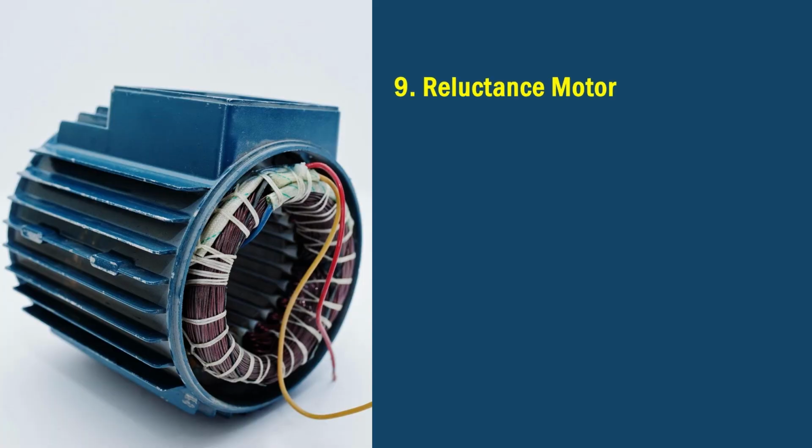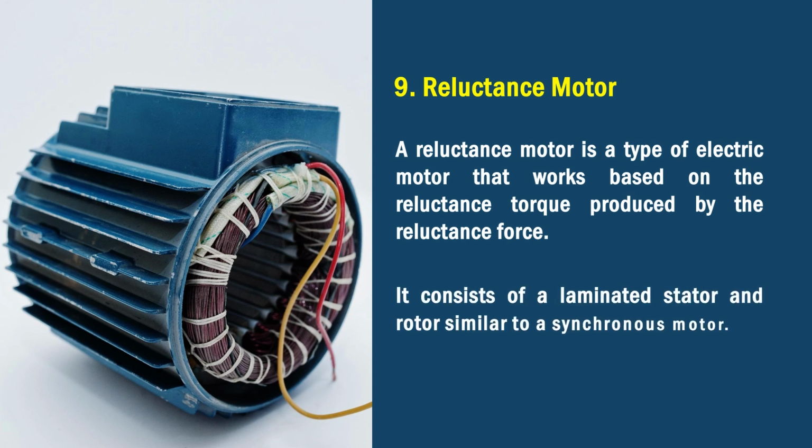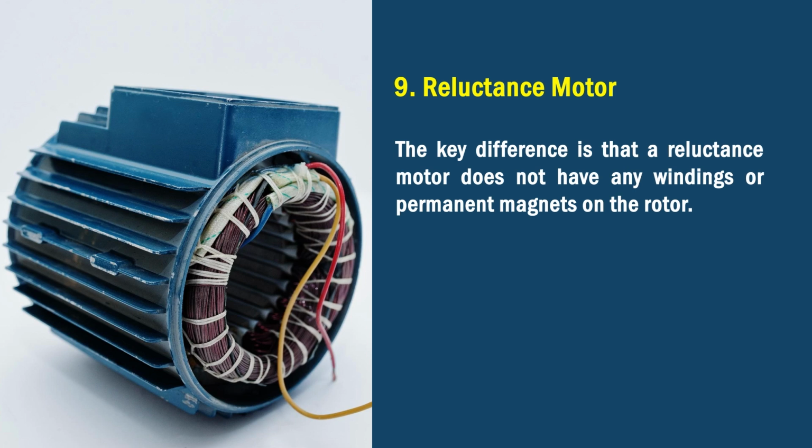Now the next type of motor is the reluctance motor. A reluctance motor is a type of electric motor that works based on the reluctance torque produced by the reluctance force. It consists of a laminated stator and rotor similar to a synchronous motor. The key difference is that a reluctance motor does not have any windings or permanent magnets on the rotor.